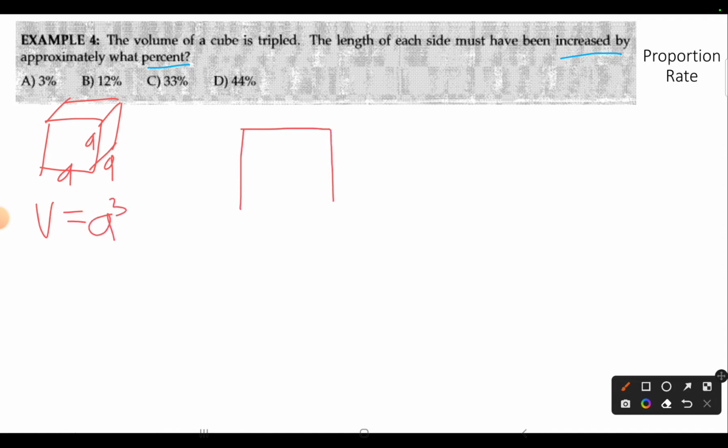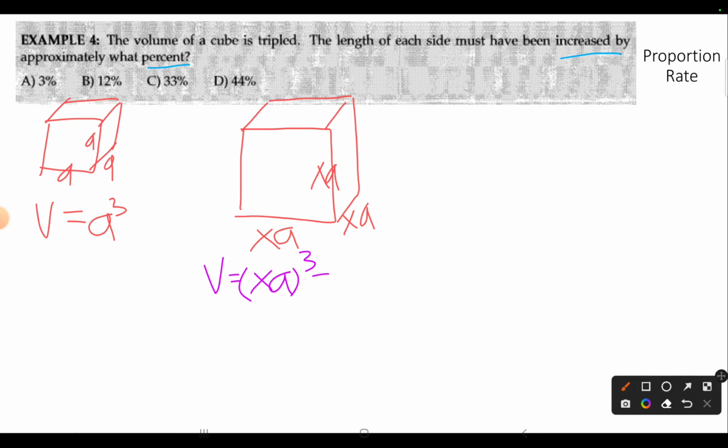Then this cube was increased a little bit and the volume became 3 times. Let's say XA, XA, and XA, because the coefficient of A here is 1 and here the coefficient changed. Maybe it's 1.5 or 1.7. We will find out. And the volume will be (XA) cubed. Please don't forget brackets. We have x cubed times A cubed.